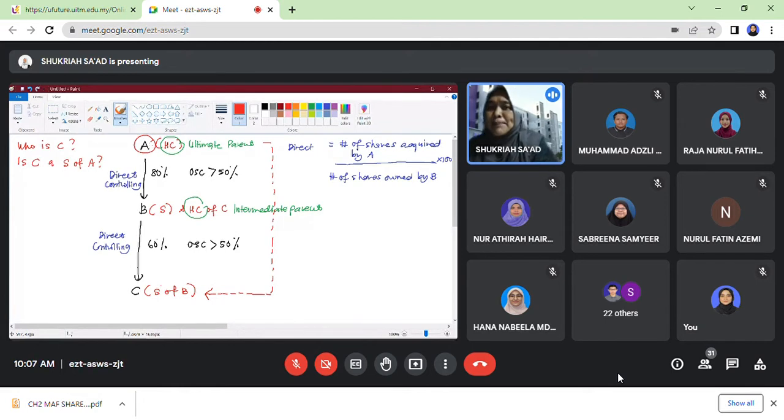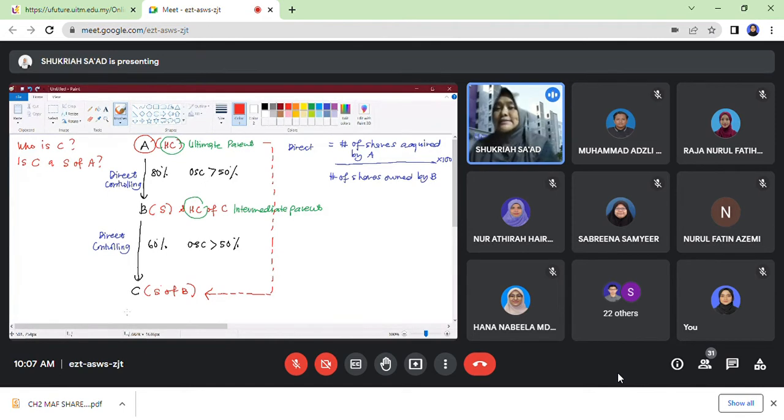Siapa yang akan prepare consolidated statement? A. Okay. So siapa yang holding kat sini? The ultimate holding? A. So A akan record B sebagai subsidiary. So A ni ada kaitan tak dengan C? Ada tak kaitan dengan C? Tak ada kan? Tak ada kan, betul? Tak ada.